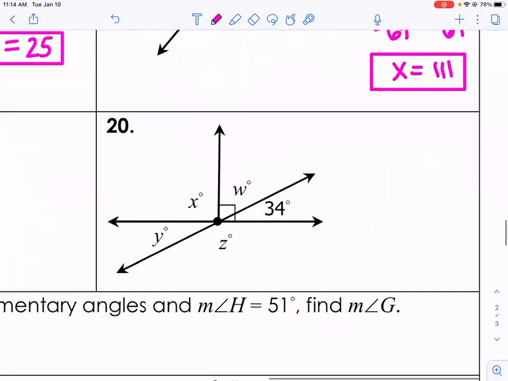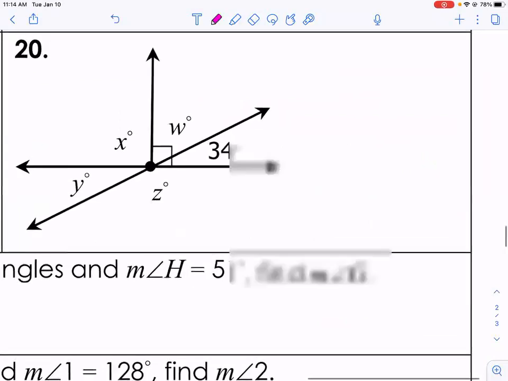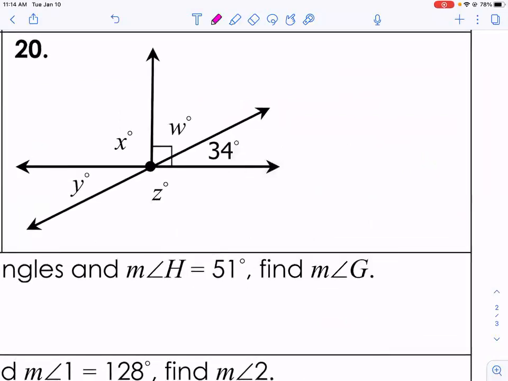Okay, so I'm going to give you about 90 seconds to maybe 2 minutes. You and your partner, I want you to work on number 20. W, X, Y, Z, you don't have to find them in that order. I would actually find X first if I were you.